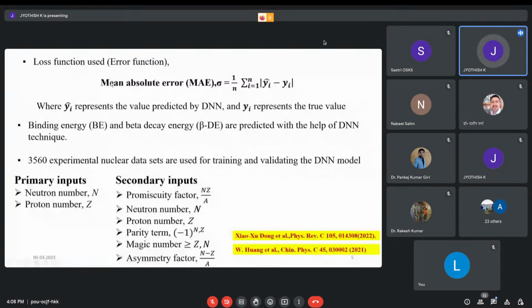For developing the DNN model, we have used 3,560 experimental nuclear data sets for training and validating our DNN model. It is taken from AME and IAEA data. In our DNN model, our primary inputs are neutron number and proton number, and secondary inputs that can be derived from the primary inputs are pairing, parity, magic number, and the asymmetry term. All these terms can be derived from the primary input. The equations are shown here.